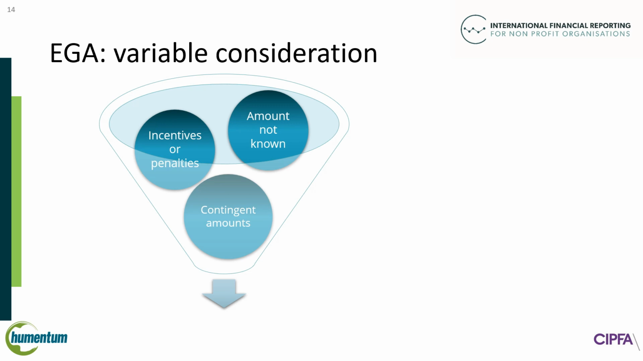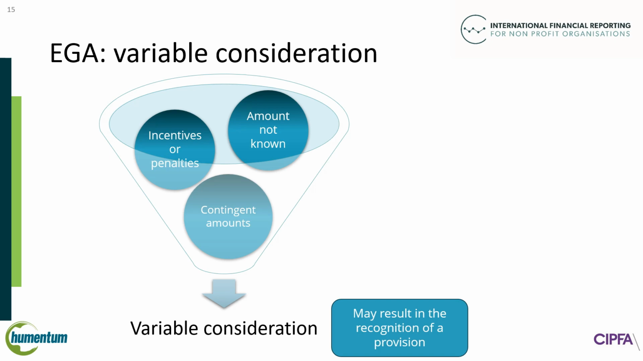The total amount that is payable under an EGA may not be known at the beginning of the arrangement. The amount that the grant-providing NPO is obliged to transfer may vary for items such as incentives or penalties. For example, an additional payment to the grant recipient if it meets its EGO within a specified period. The grant-providing NPO's obligation could also vary if it is contingent on the occurrence of a future event. For example, the payment may be conditional on the grant recipient securing additional funding from other parties.